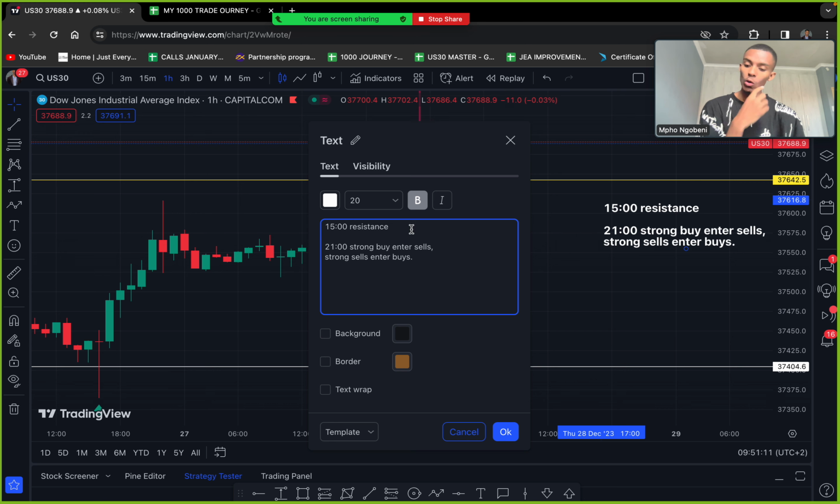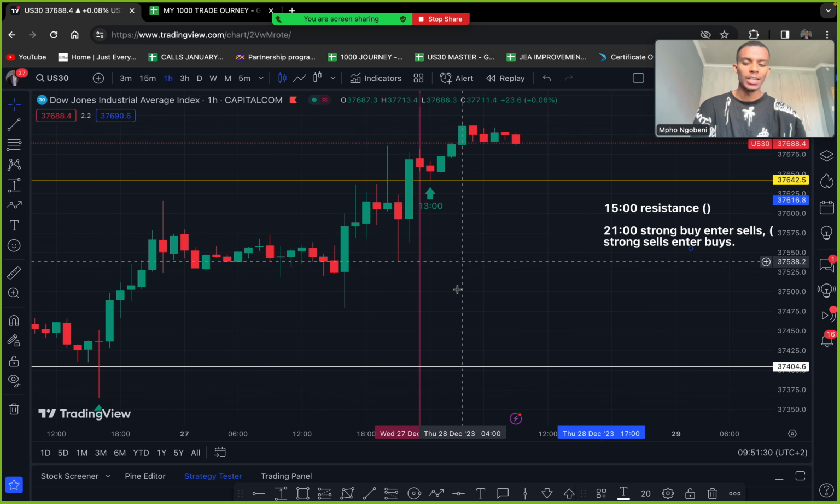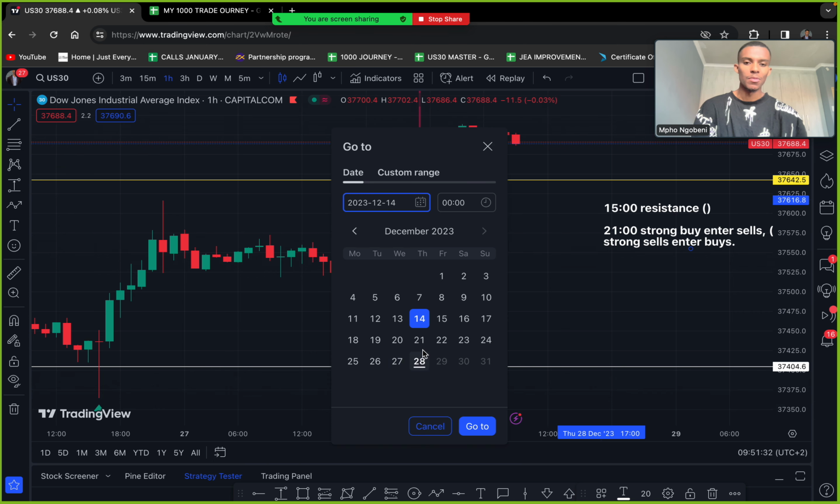So what are the goals? Obviously, we want to know what we are going for. I mostly go for a 1:3, risking 20 pips and going for 60 pips. So that's what I do. But we can also check how the market moves when it rejects that particular place, the 1 o'clock.